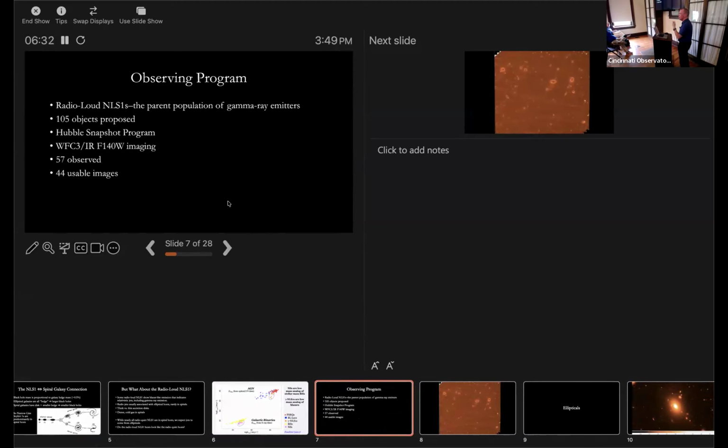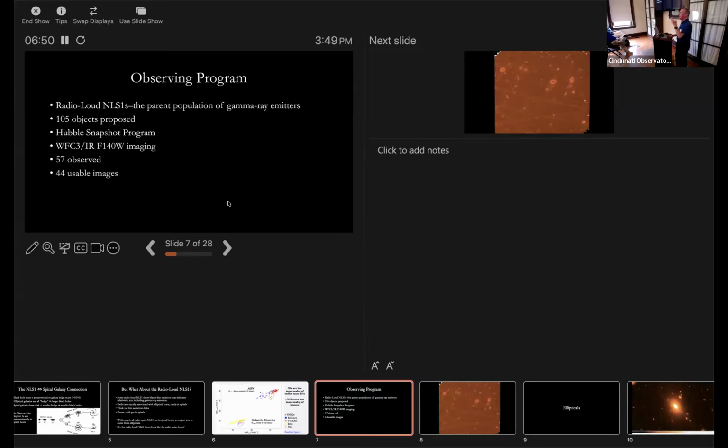So he got a number of these radio louds there, and was seeing a mix of things here. We're using the Hubble Space Telescope. We proposed 105 radio loud narrow line Seyfert ones, which we're saying is the parent population of these gamma ray emitters. We use the Hubble Snapshot program with the Wide Field Camera 3 in the infrared mode.